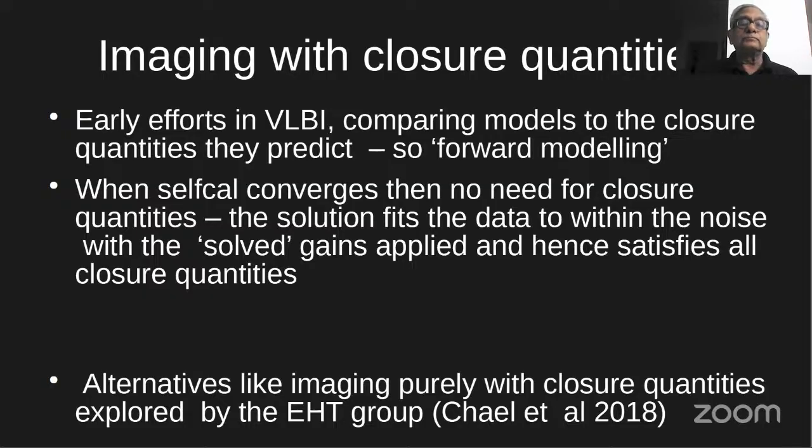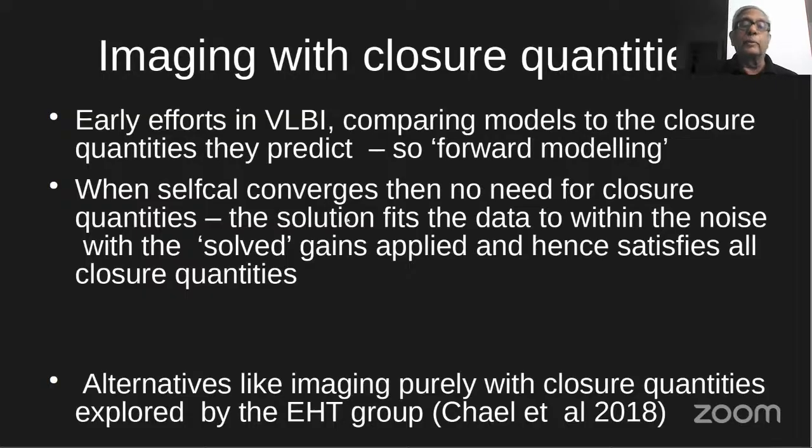Now, in some sense, you could say self-cal does that, except it does it in a very automatic way through the deconvolution algorithm. And I do want to emphasize to all the fans of self-cal that if it converges, if it's independent of the initial guess, and it finally converges to within the noise, then there is absolutely no need for closure quantities.